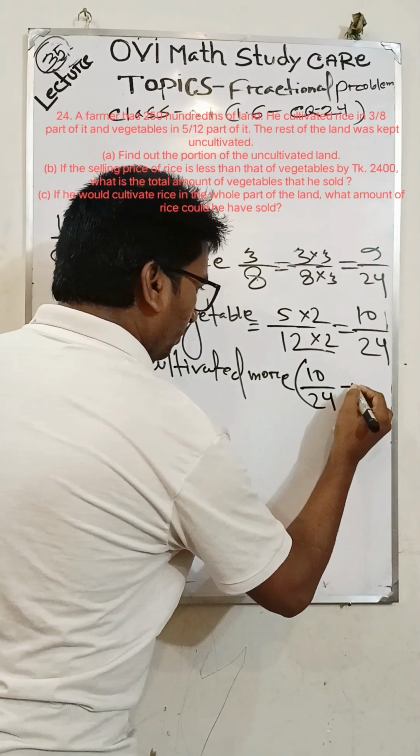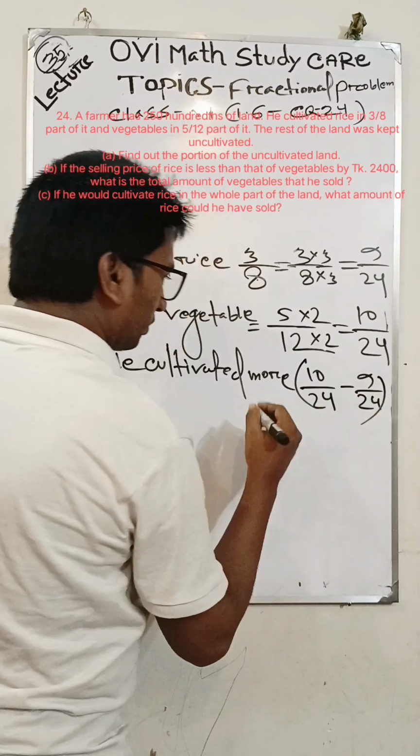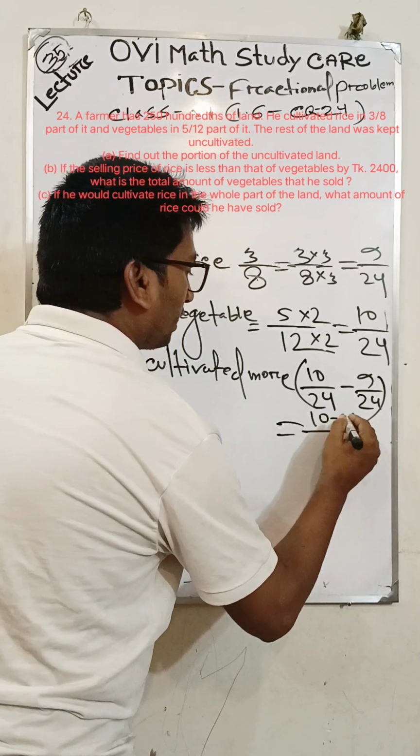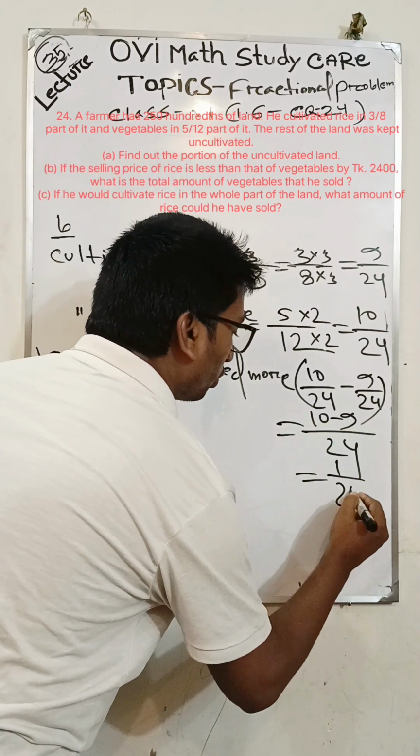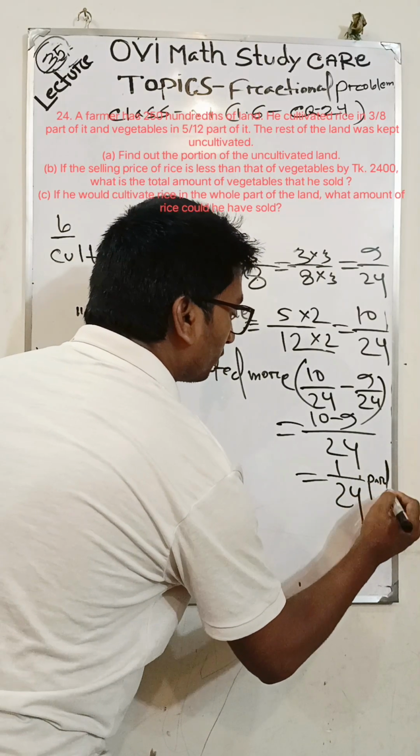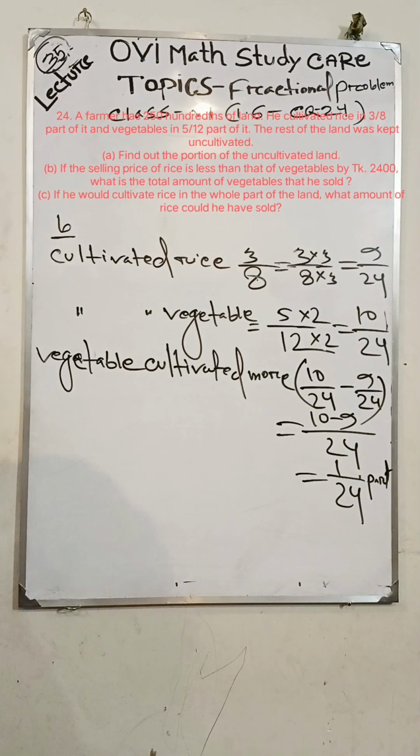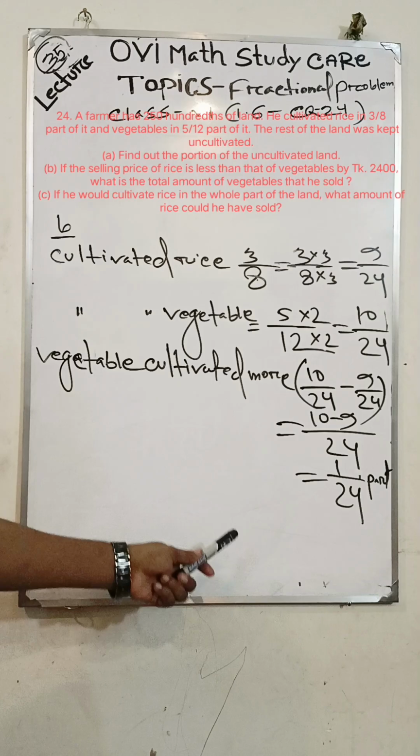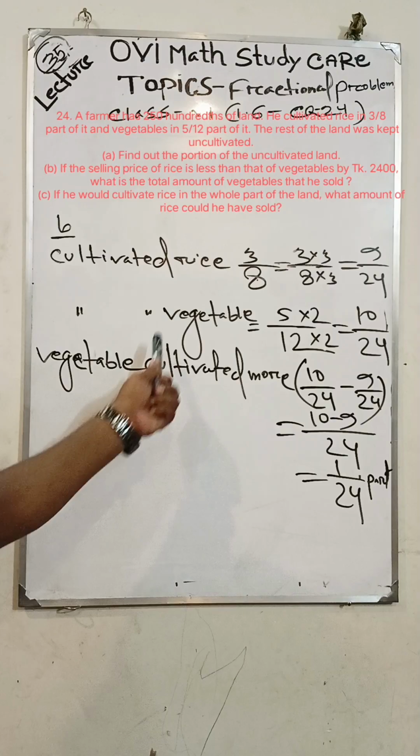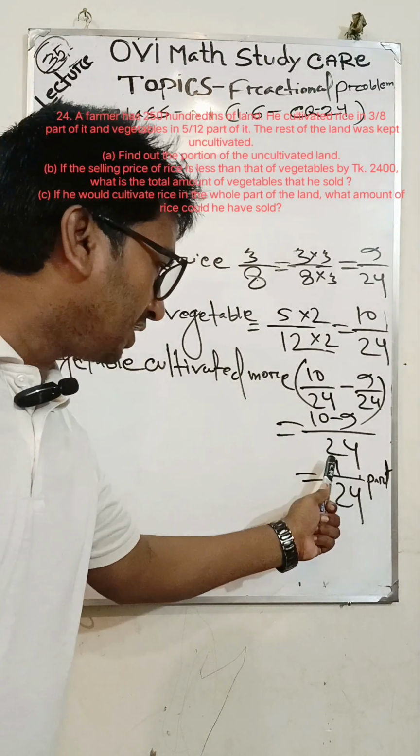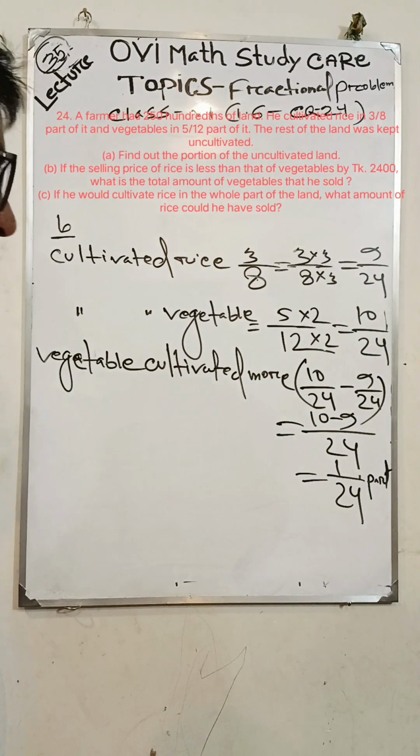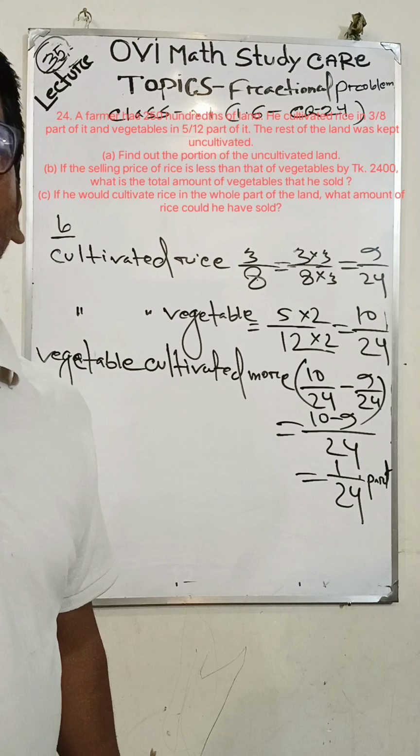10/24 minus 9/24, the denominator is 24. 10 minus 9 becomes 1/24 part. Dear students, as per the question, 1/24 part is cultivated more than rice. So the price of the 1/24 part of vegetable is taka 2400.